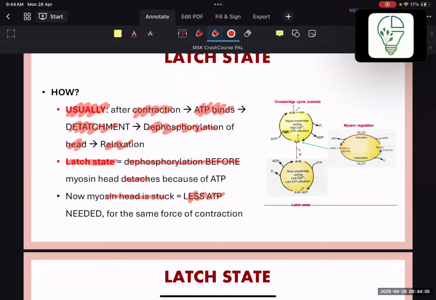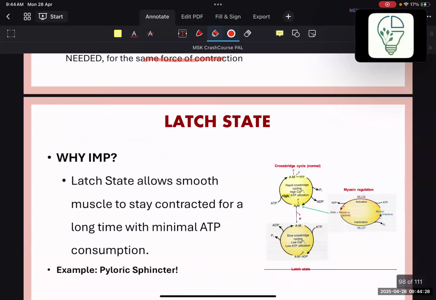And this is going to also help you maintain the same force of contraction. Okay? So when you dephosphorylate the myosin head before it's released from the actin, you're going to make it stuck, and the ATP can't free it anymore, and you will maintain the same force of contraction. This way, you can still have contraction for a long period of time without using ATP. And this is specific to smooth muscles.